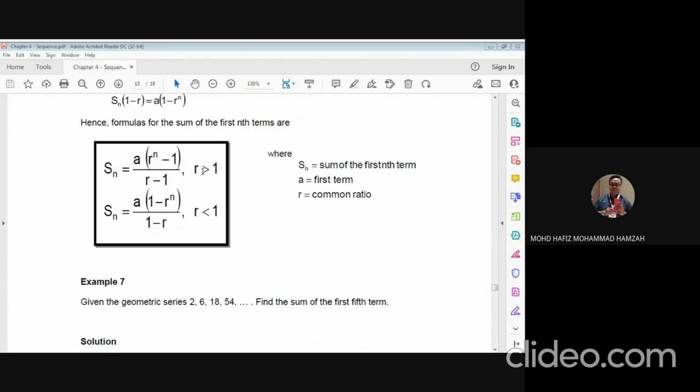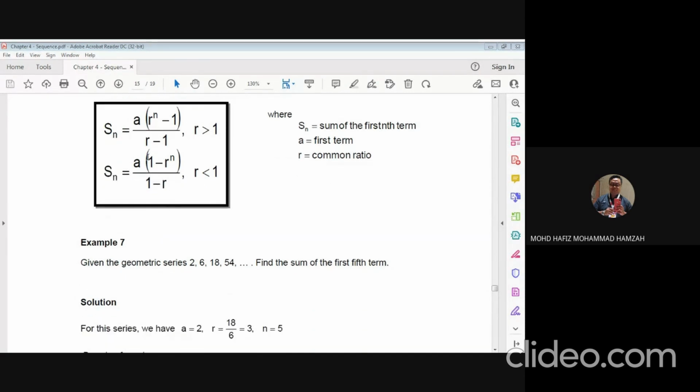So kalau R tu less than 1, dia punya formula yang di bawah ni, 1 minus R to the power of N over 1 minus R. So nampak macam sama tapi lainnya. So kat dalam ni lain. Ni R to the power N, ni 1 minus R to the power N. So you have to know these two formula.